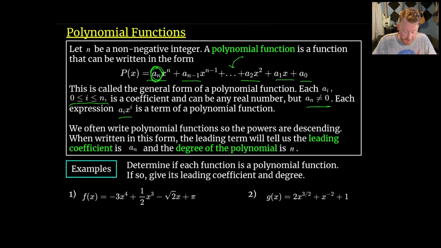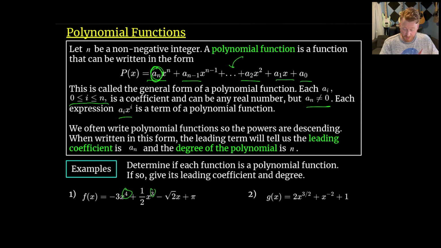So let's look at some examples here and determine if each function is a polynomial function, and if so, we'll determine its leading coefficient and degree. So f of x here is negative 3x to the 4th plus 1/2 x cubed minus the square root of 2 times x plus pi. So just looking back to our definition here, we need n to be a non-negative integer. So here we have n is equal to 4, a non-negative integer. They seem to be decreasing from there. We've got 3. There's no x squared, but that's okay. We've got an x to the first, and then we've got this constant at the end being pi.